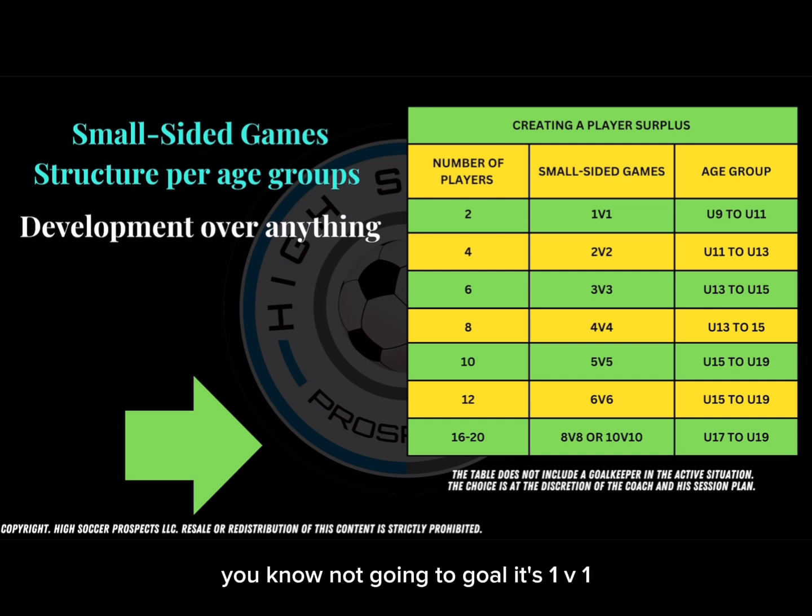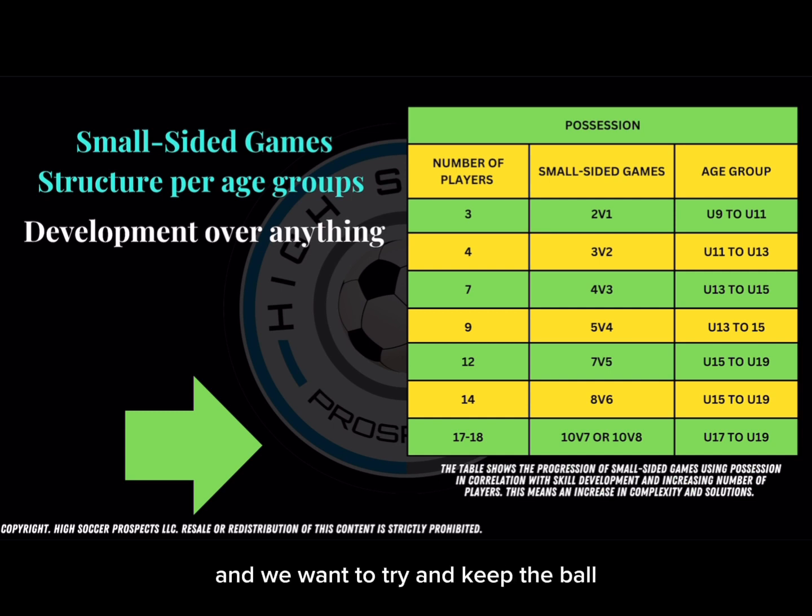So if you're not going to goal, it's 1v1. If you are going to goal, you're going to need 3 players in a 1v1 scenario in the age groups of U9 to U11. Now, again, I'm not going to read you the table, but I think that helps you make sense. Because again, if we recap this, we have creating a player surplus, how to create an overload from even numbers. We have possession. This is keeping the ball, and we want to try and keep the ball when there's a numerical advantage. Or the best way to keep the ball is when you have a numerical advantage. That's probably the best way to say that.